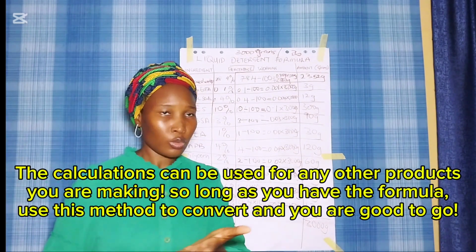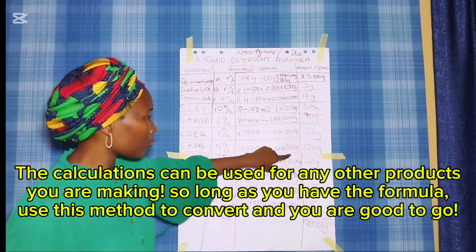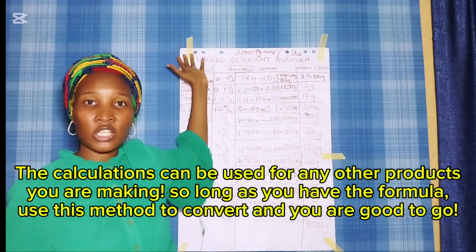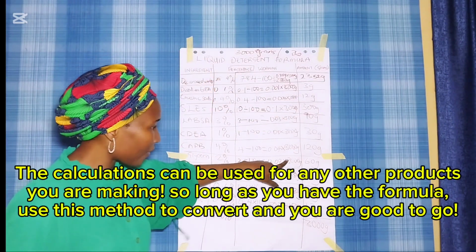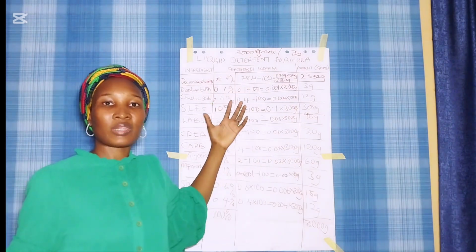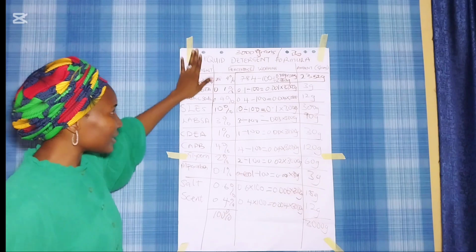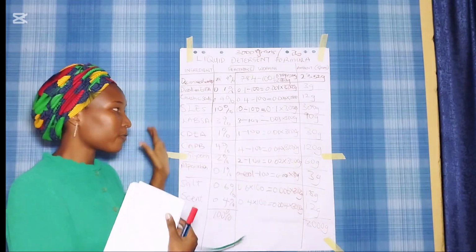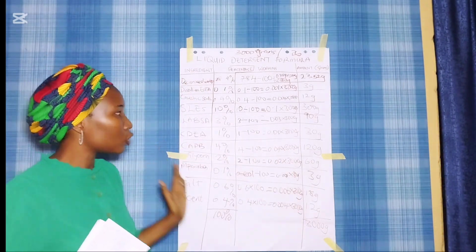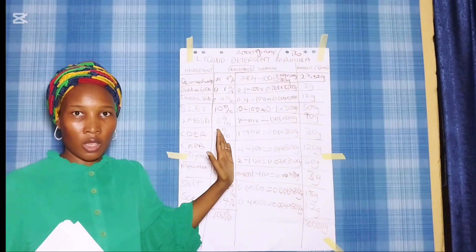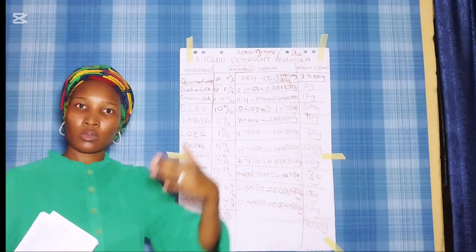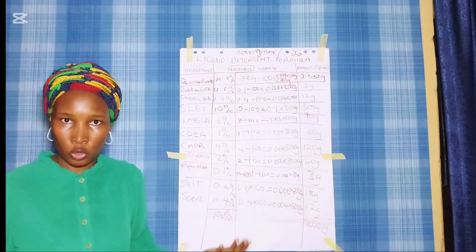All you need to do, you do this exact same calculation, but you see this 3000, just change it to 500. This place where we have 3000, you change it to 1500. You change it to whatever you want to achieve. So this is how to convert from a formula in percentages to a recipe in grams. So now we can take this and run with it to make our liquid soap.